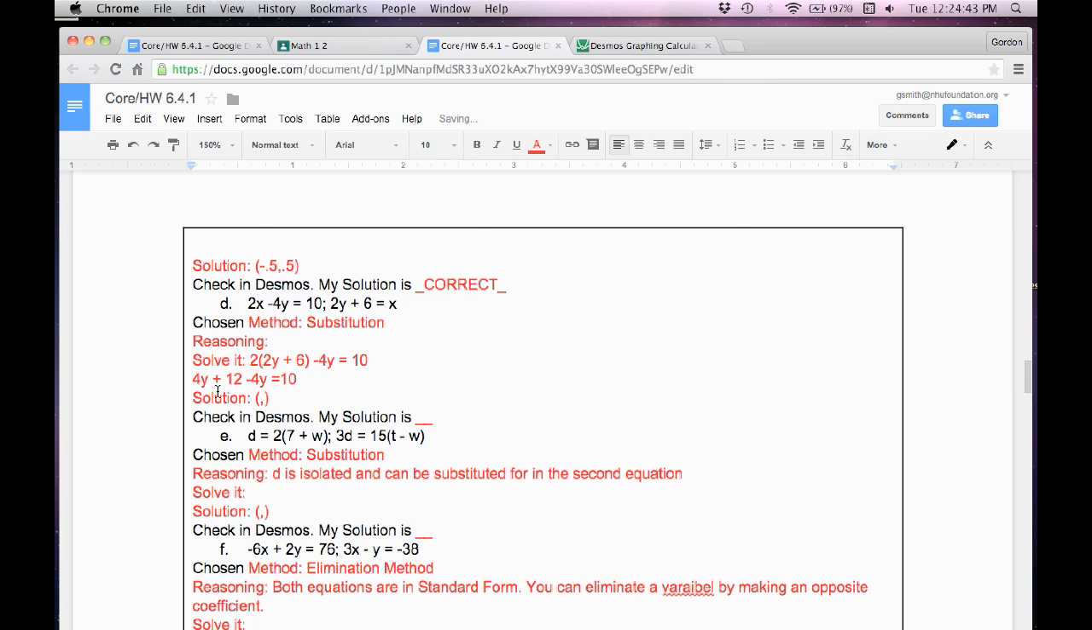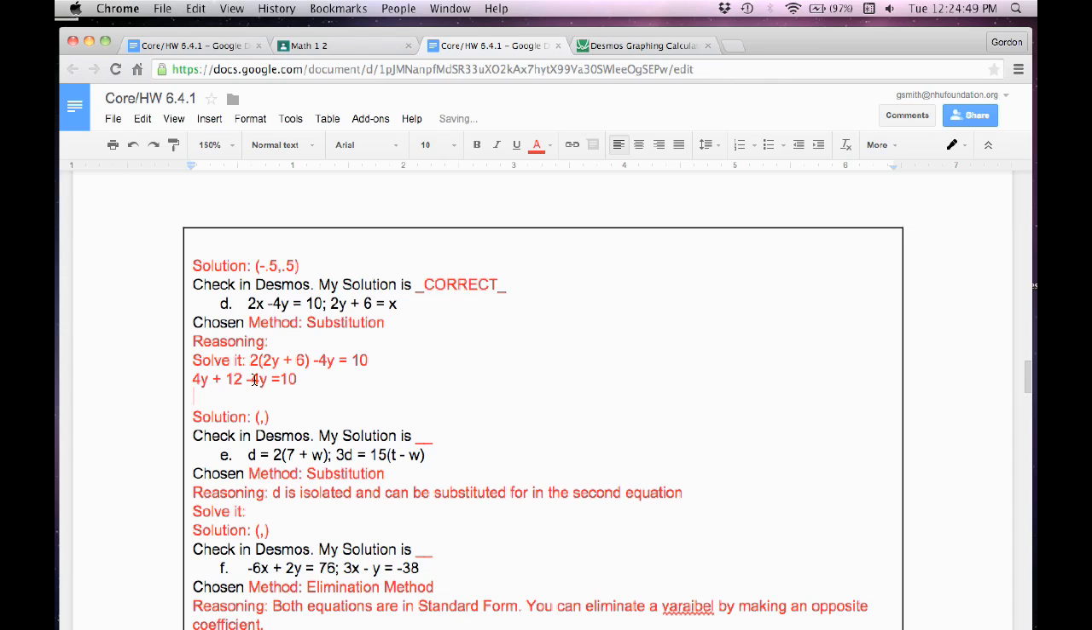Somebody might have noticed something. Let us combine like terms. We have 4y and minus 4y. What does that make? That makes 0. 0 plus 12 is equal to 10. That's just a false statement. That's not true. So what that tells us is that there's no solution to this thing.